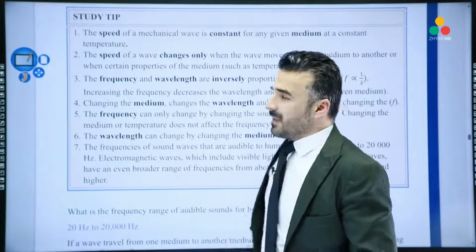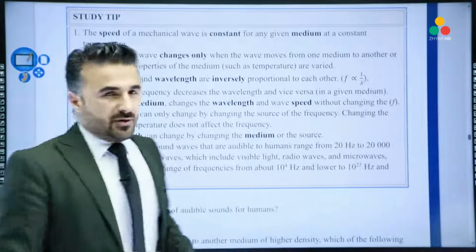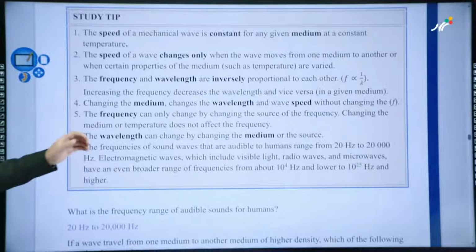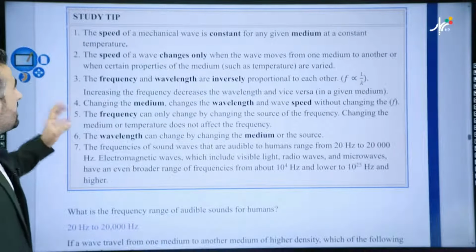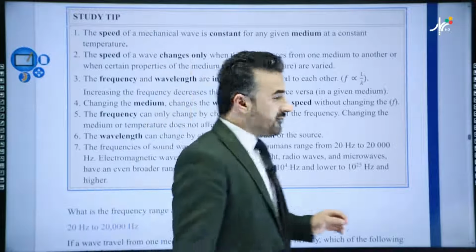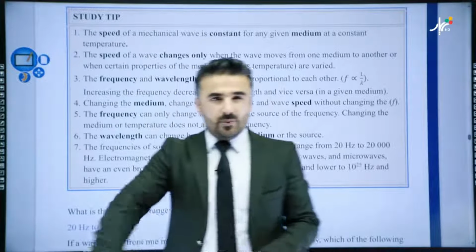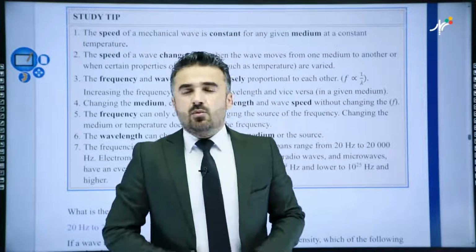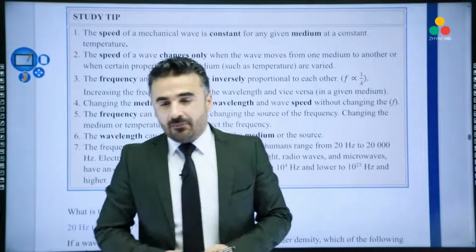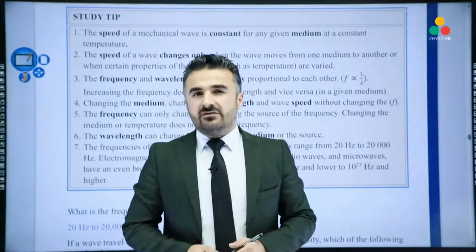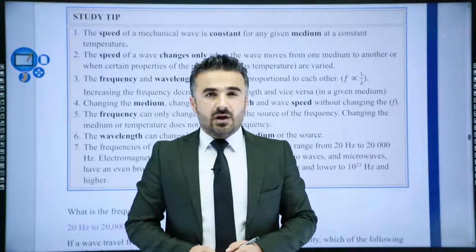All right, now we have a few notes. Remember, these notes are very important. It says, the speed of a mechanical wave is constant for a given medium. Now, that is very important. Regardless of the wavelength or vibration, the speed of a mechanical wave will be constant.